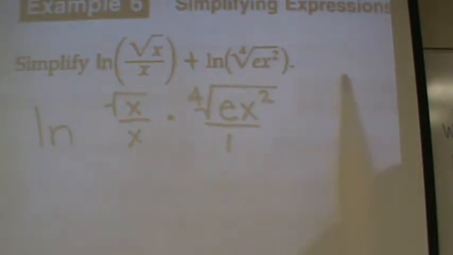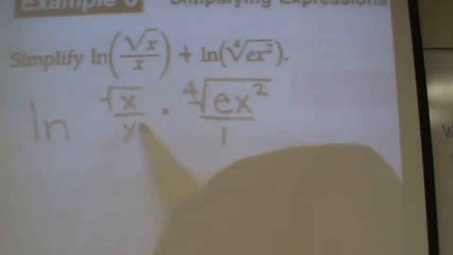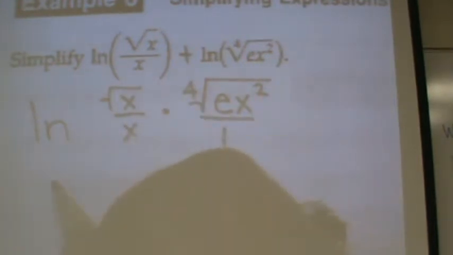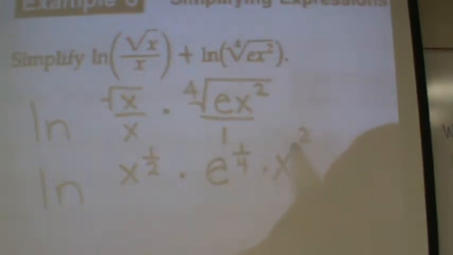Well, now you better know your properties here. I see some x's here. Can you convert the square root of x to a fractional exponent? Yeah, 1/2 power. Can you convert this? This is going to be e to the 1/4 power and x to the 2/4 power. Do you agree with what I just did?